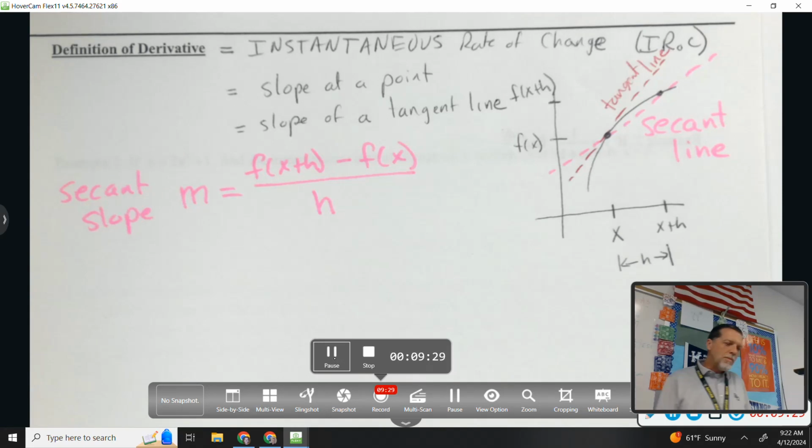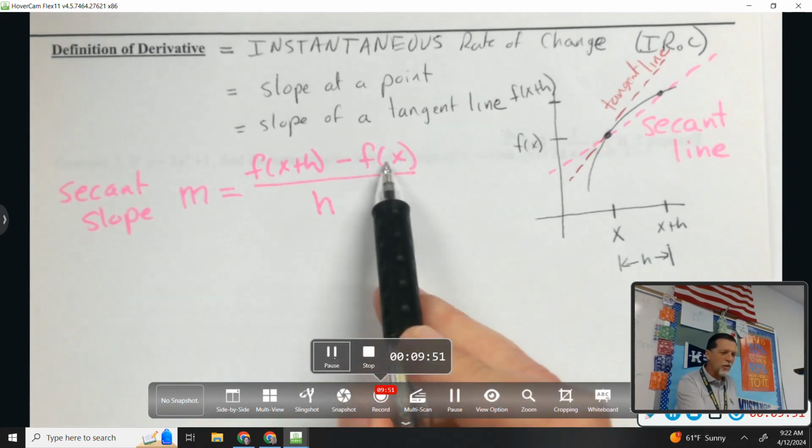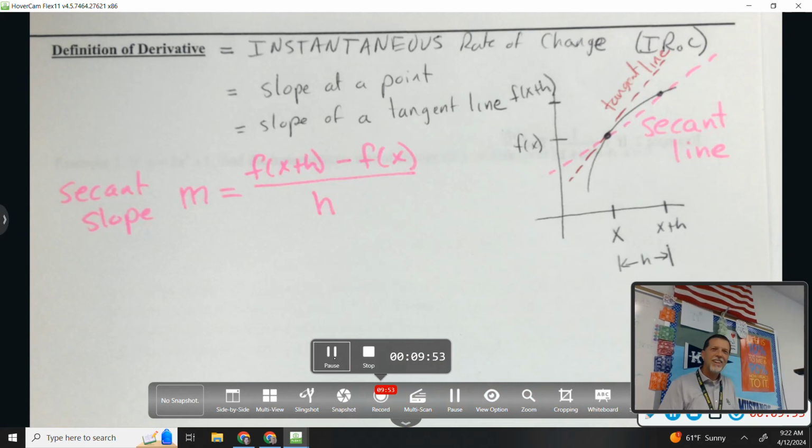So what would make our secant line get closer and closer to our tangent line? Like, how could we make our secant line a better tangent line? Change h. And what could we do? What would be the best value of h to use? What's that? 0. Except that if we make it 0, then you've got 0 minus 0 over 0. That doesn't really work.